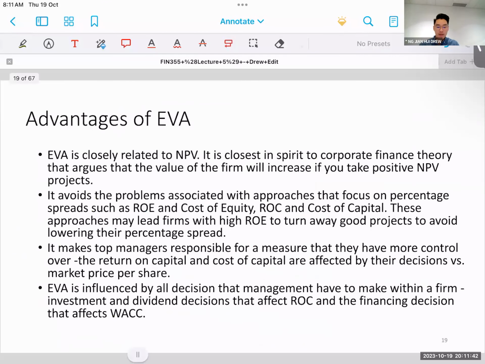Okay, so there is some more explanation on EVA. EVA is good because it closely relates to NPV. It avoids the problem associated with focusing on the spread between ROE and cost of equity. And this.